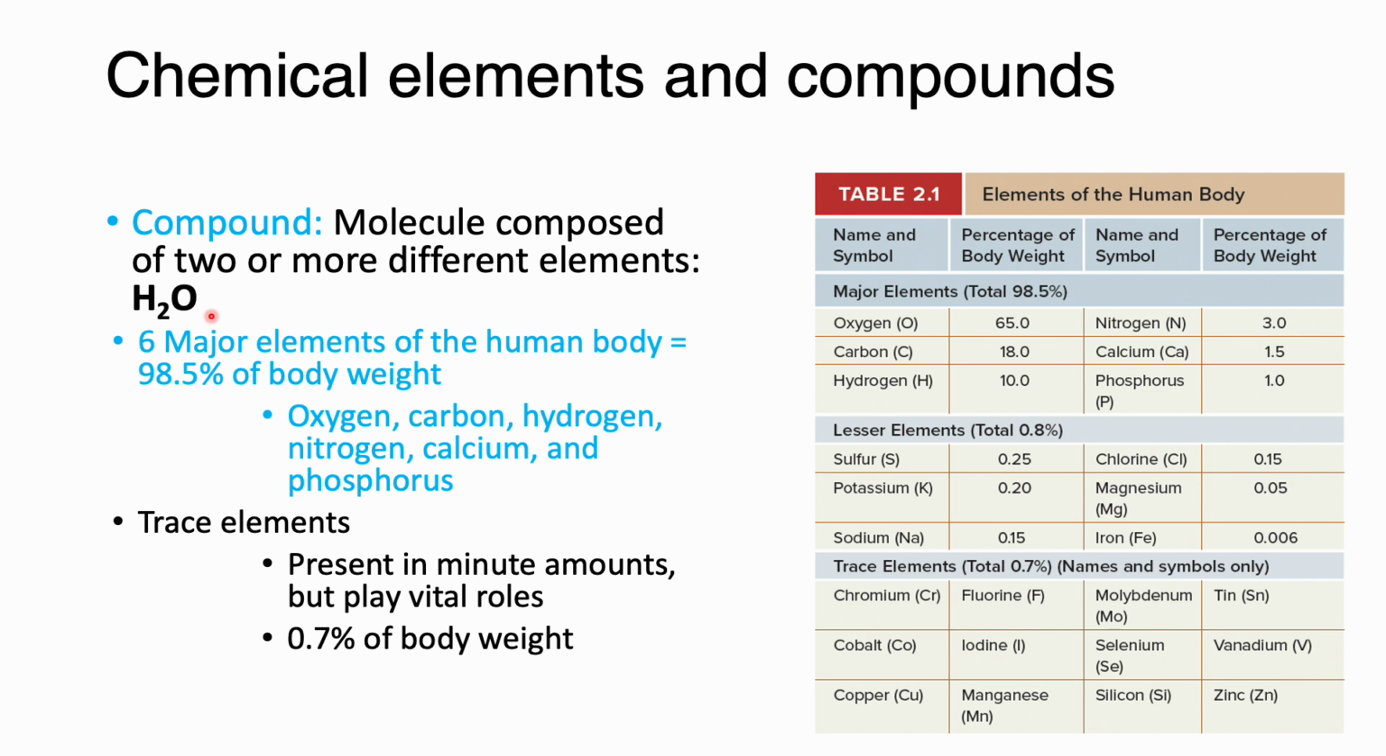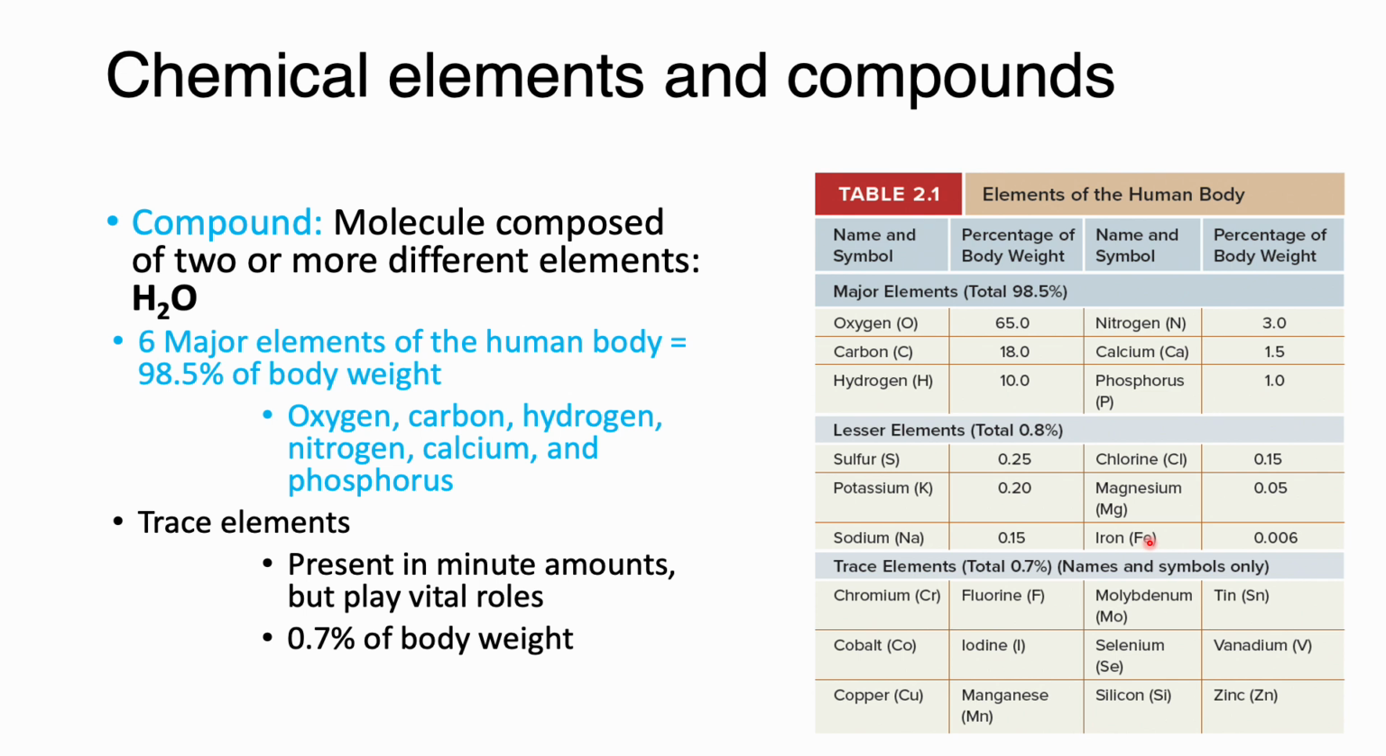We are going to focus on the important elements that the human body is made up of. So, 6 major elements of the human body. Those are oxygen, O, carbon, C, hydrogen, H, nitrogen N, calcium Ca, and phosphorus P. Some of the lesser elements are sulfur, potassium, which is K, sodium, which is Na, chlorine, magnesium, and iron.